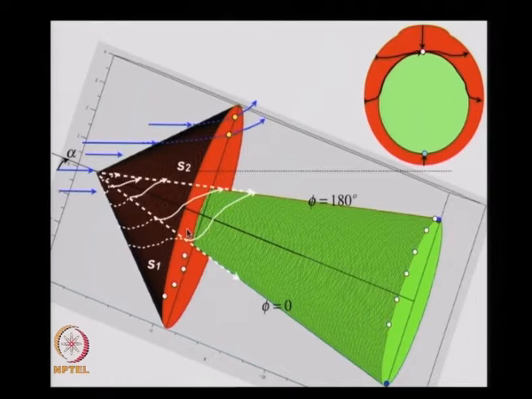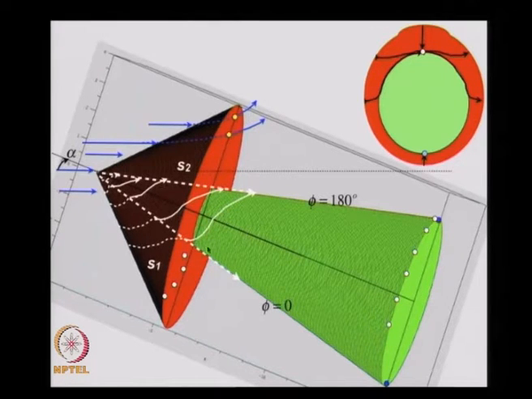Now this dotted line which is going along the surface also has an entropy S1, because it is moving in from the vertex and going along the surface. So it is on the windward side of the shock as well. So this will also have an entropy S1. On similar lines, the radial line at the top of the cone at phi equal to 180 degrees will have an S2.